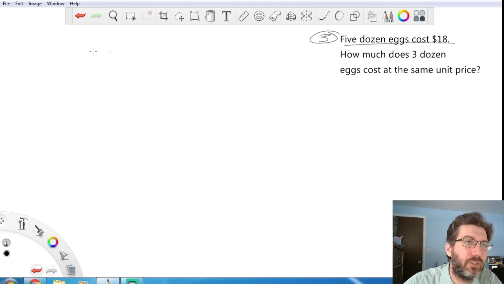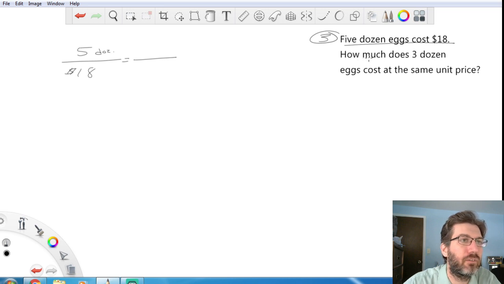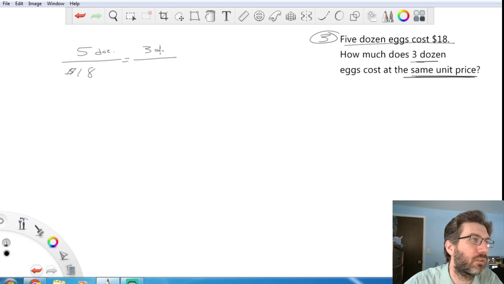5 dozen eggs cost $18. So 5, this is dozen eggs, and 18 is dollars. So again, just pull out your first ratio. That goes out front. Second one, you're looking at how much does 3 dozen eggs cost at the same unit price. The same unit price here is just saying these are proportional, so you can't ignore that. But we are looking for the 3 dozen here. And that leaves you with x.